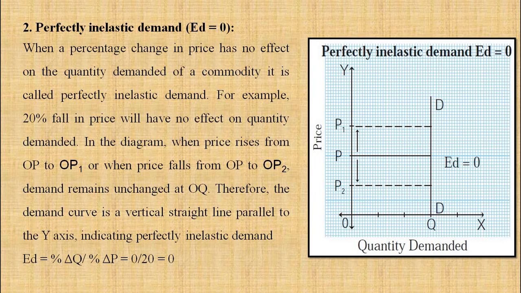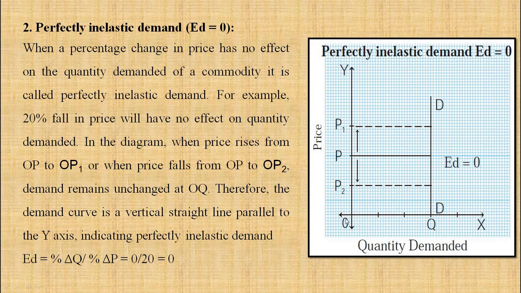Second, perfectly inelastic demand. When a percentage change in price has no effect on the quantity demanded of a commodity, it is called perfectly inelastic demand. For example, a 20% fall in price will have no effect on quantity demanded. That means there is absolutely no change in demand, whether price is rising or falling.